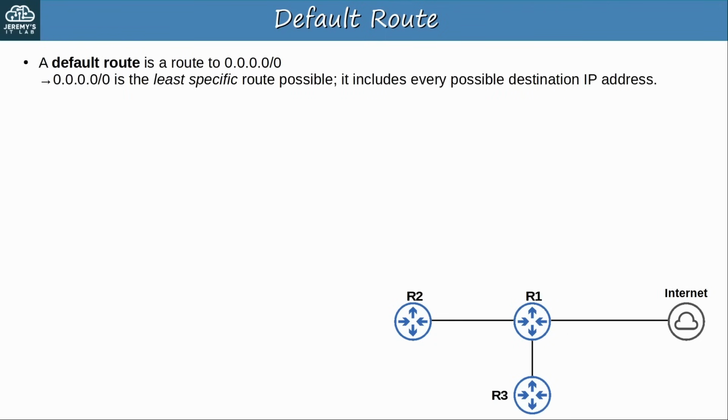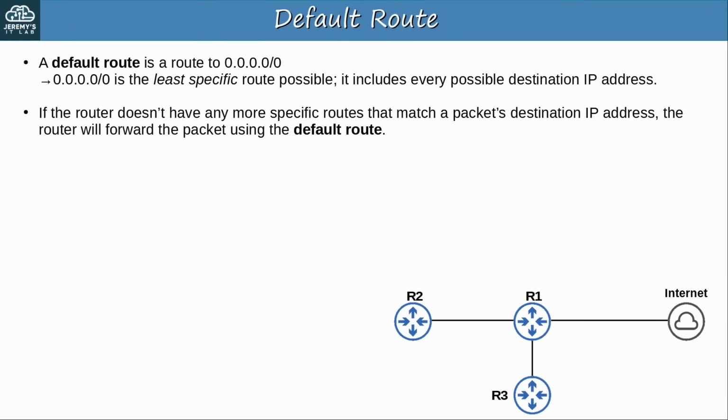So, 0.0.0.0/0 is the least specific route possible. It includes every possible destination IP address. If the router doesn't have any more specific routes that match a packet's destination IP address, the router will forward the packet using the default route. So, a default route is often used to direct traffic to the internet.